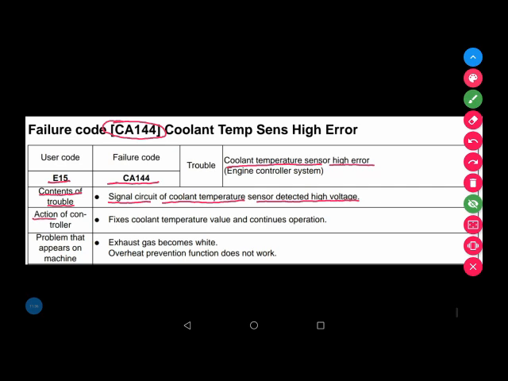So what is the action of the controller? It fixes the coolant temperature value and continues operation. And the problem that appears on the machine: exhaust gas becomes white and the overheat prevention function does not work.